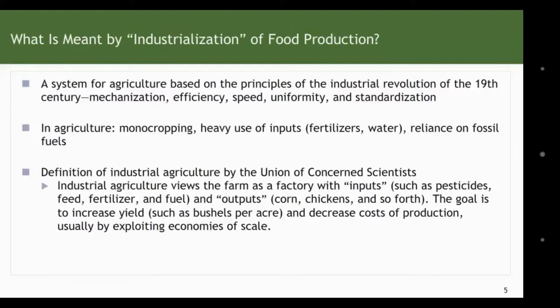fossil fuels. The Union of Concerned Scientists has defined industrial agriculture as viewing the farm as a factory with inputs such as pesticides, feed, fertilizer, and fuel, and outputs such as corn, chickens, and so on. The goal is to increase yield, measured by bushels per acre or pounds of animal flesh for inputs of feed, and decrease cost of production, usually by exploiting economies of scale and externalizing costs to the environment.